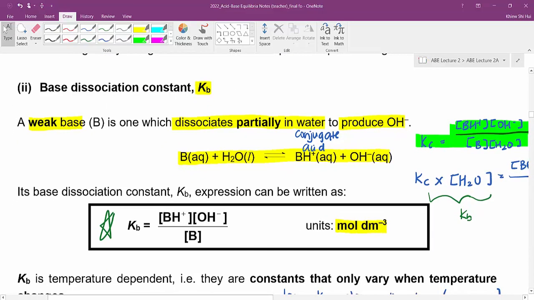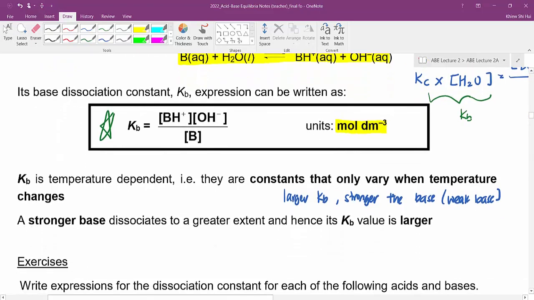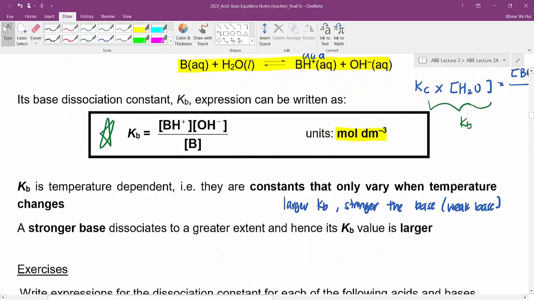Similar to Ka, Kb is temperature dependent. It changes only when temperature changes. And similar to Ka, a stronger base dissociates to a greater extent, and the value of Kb is larger. So in other words, the larger the Kb, the stronger the base, or rather the weak base, because strong bases undergo full dissociation and they do not have a Kb value. You may now pause the video for 2 minutes to complete the exercises.